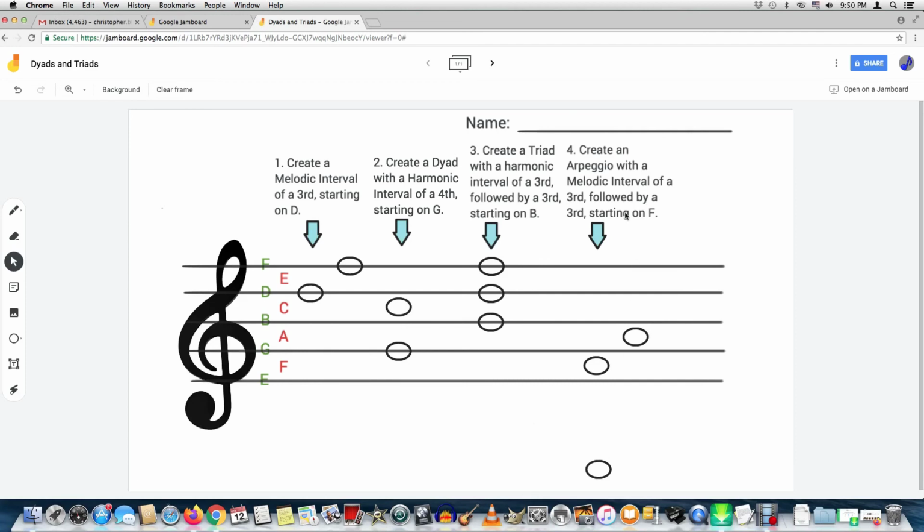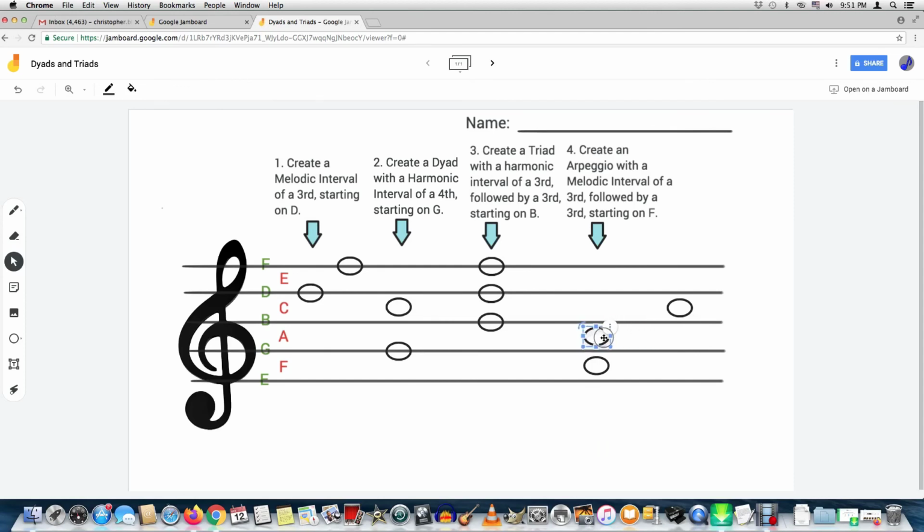Okay? Followed by a third. So we're going to create another melodic interval of a third from A. So let's start with A, counting 1, moving to the next step. This line, counting 2, moving to the next space, counting 3. There's another third. Another melodic third. And here we have an arpeggio.